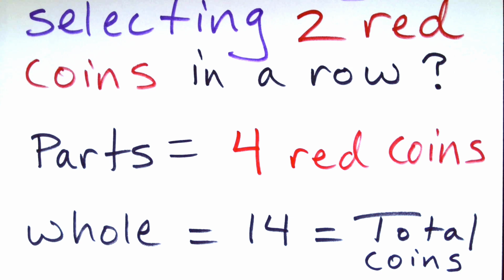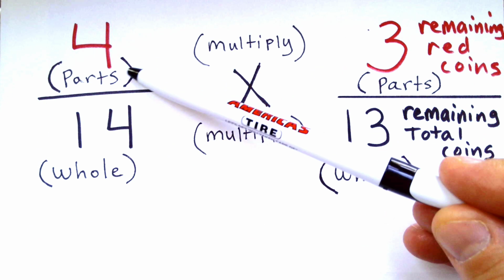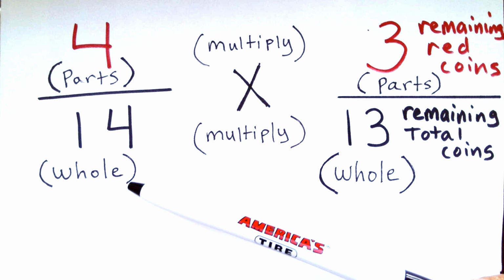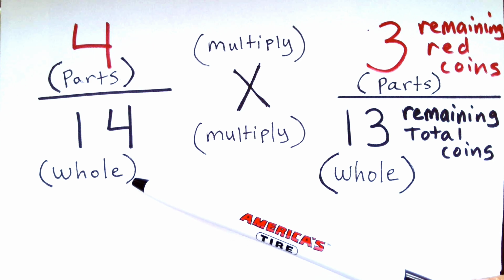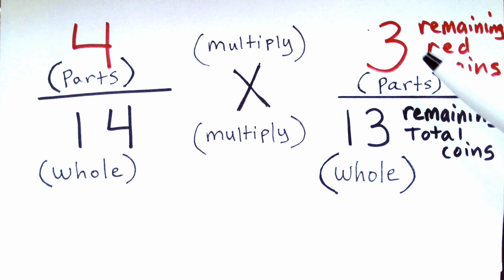Okay, so consider when you're looking for the probability of selecting 2 red coins in a row. We're going to start with our parts, which is 4 red coins, over the whole, which is 14 total coins, which is 4/14. That's the first fraction we're going to work with. So we have 4 red coins, that's my parts, to 14 whole coins, which is the total possible coins you can have. Now we're going to multiply top to top and bottom to bottom.